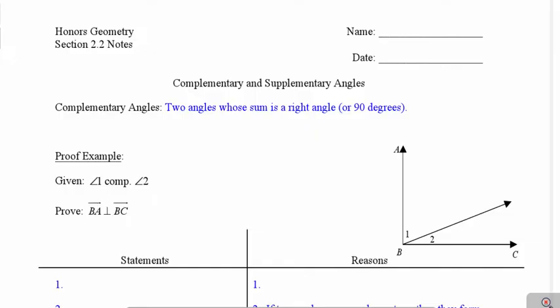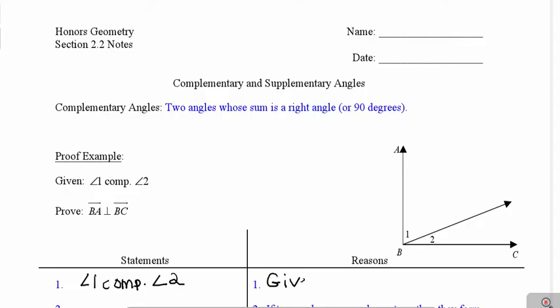So if we take a look at a proof example of this, we are given that angle 1 is complementary to angle 2. So we always start our proof by copying down our given. So statement number 1 should say angle 1 is complementary to angle 2. The reason that goes with that first statement is given.